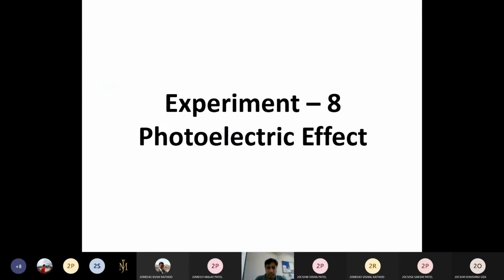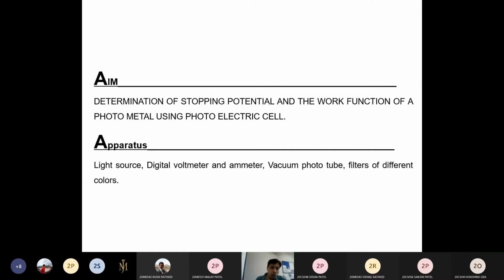So here in this experiment our objective or aim is to determine the stopping potential and the work function of a photometal using a photoelectric cell. That means we are interested in measuring two properties. First, the stopping potential, and second, the work function of a photometal, that is, the work function of a particular material.